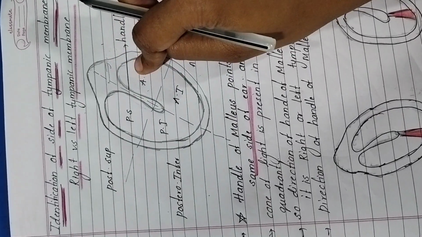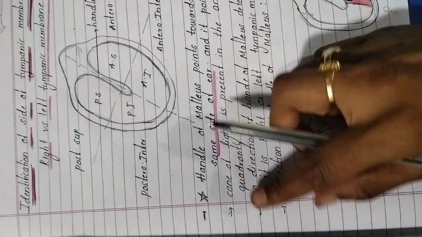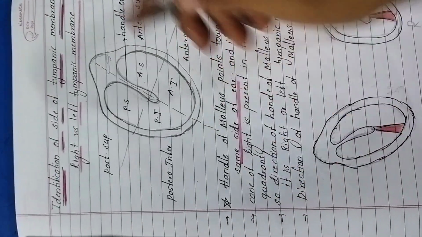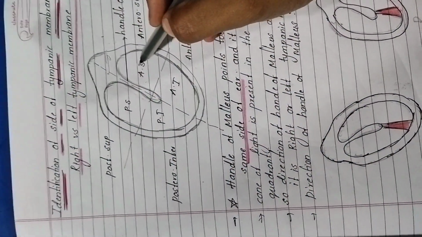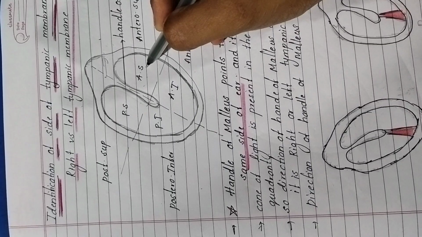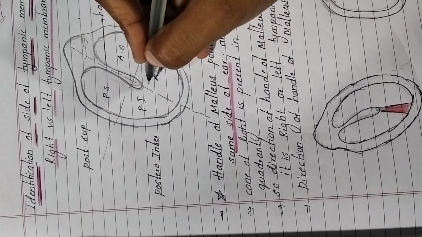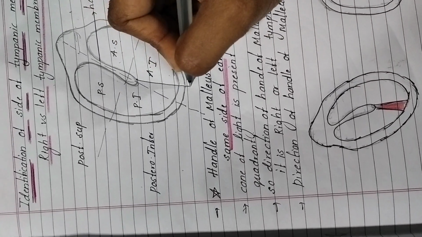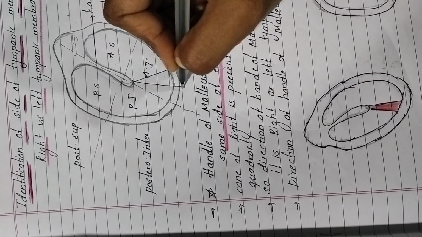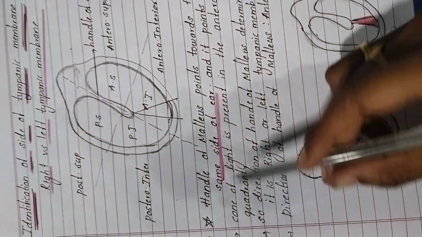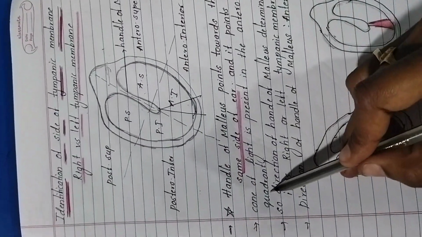So, this is anterior superior, anterior inferior. Cone of light is present in the anterior inferior quadrant. I already told you this is anterior superior, anterior inferior, posterior superior, and posterior inferior, and the cone of light is present in this anterior inferior quadrant.